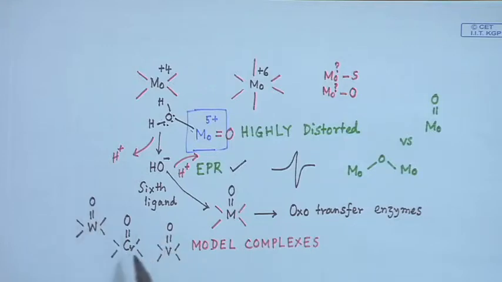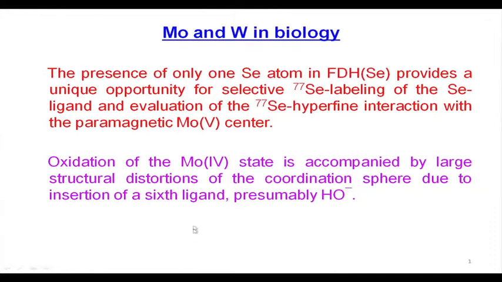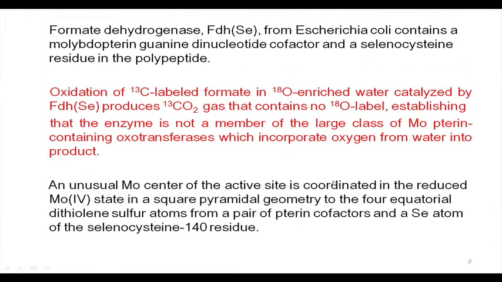So, it can be tungsten, it can be chromium, and it can be vanadium. This particular thing means that when we have the insertion of the 6 ligand, it can go from water to hydroxide ion, and that hydroxide ion after deprotonation can give rise to the corresponding oxo form. So, this formate dehydrogenase is where you can have the selenium.